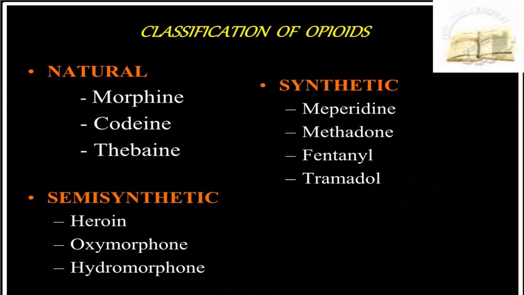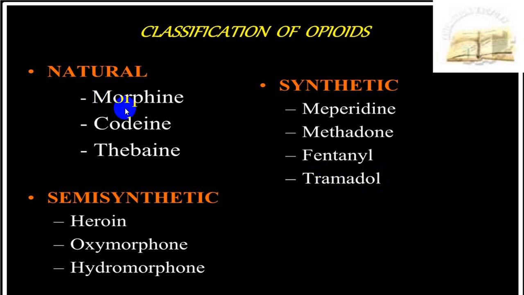Now we go to the second big group, which we call opioids. We have got natural opioids like morphine, codeine. We have got semi-synthetic preparations like heroin. We have got synthetic preparations like fentanyl, tramadol. Fentanyl is commonly utilized as anesthesia, and tramadol is commonly utilized as a powerful analgesic.